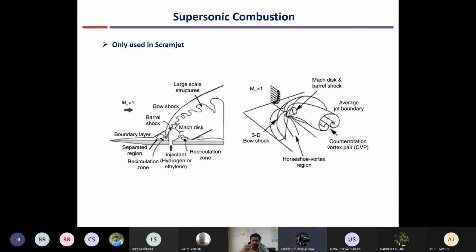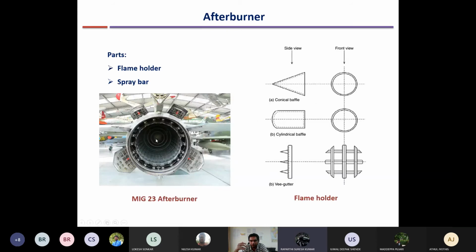Sir, where do we place that flame holders? After this spray bar, it's not visible here. After this spray bars. Sir, will it be along the cross section or along the circumference? This is along the cross section. This is looking from the back side. Say if you look from the side, this is the side view. So if you look at this engine from the side, this is the side view. So the flow is coming like this, from left to right.